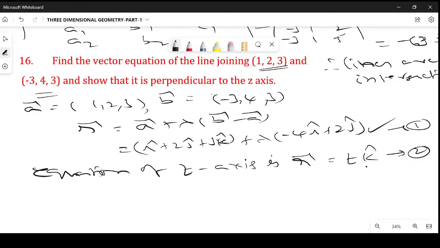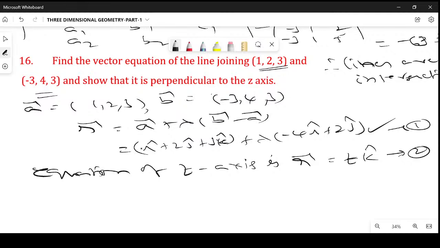Applying the dot product with t into k cap, where t is a scalar: here there is no k cap component, the i cap component and j cap component are 0 in the z-axis direction. Only minus 4 i cap plus 2j cap dot k cap remains, which is equal to 0. Obviously you will get this.